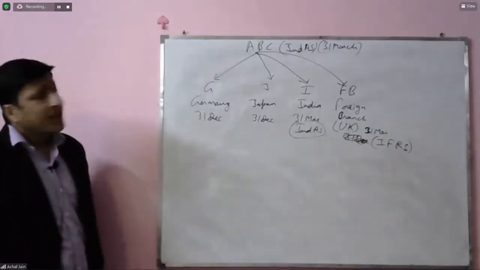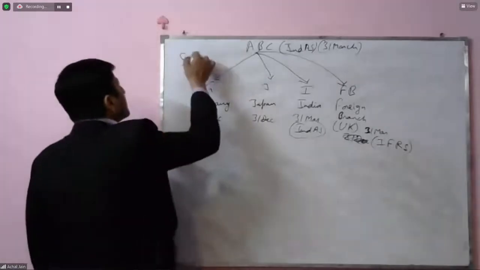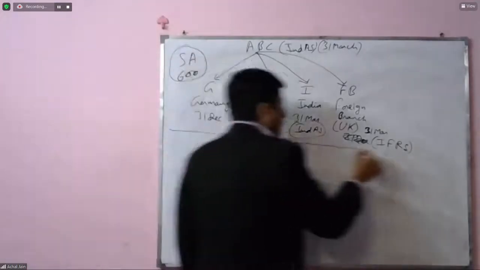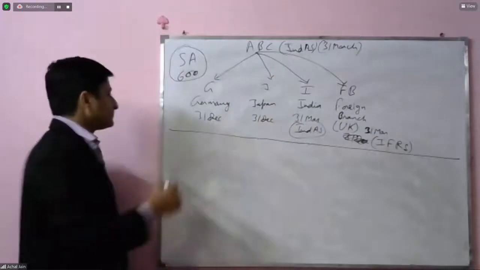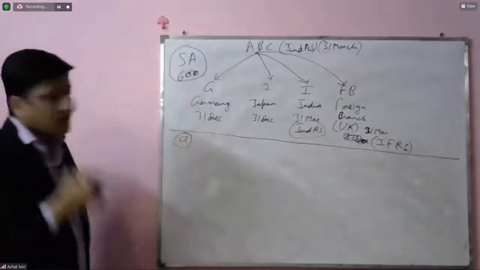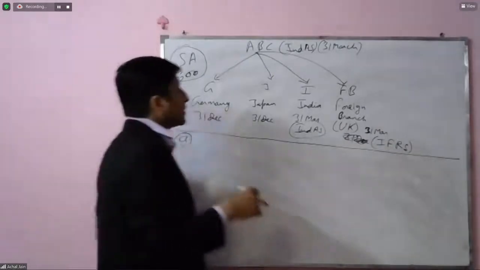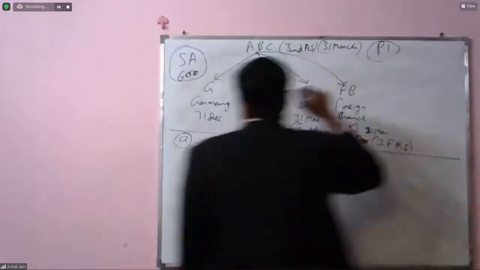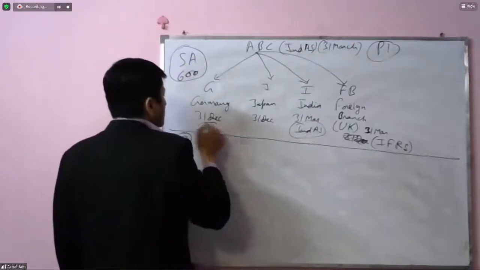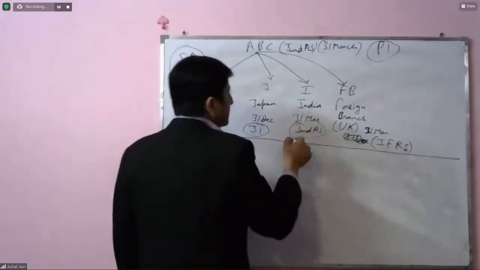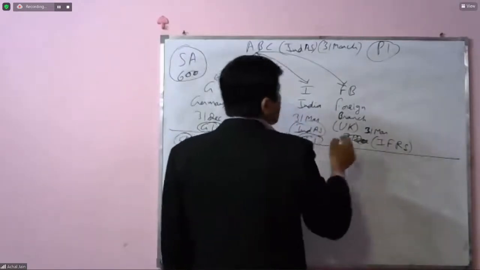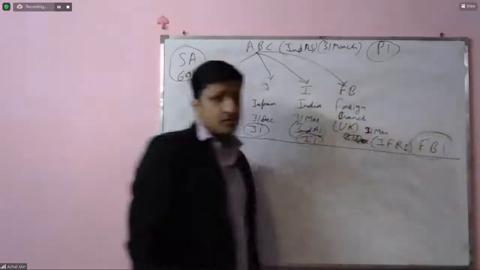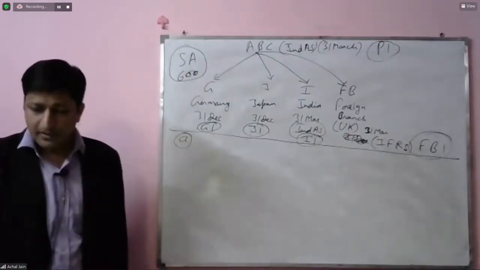Now, we are required to look at the requirements of SA 600 in this situation. We can look at some options now. Option number A. Sorry, before this, I'll just put down some information over here. Auditor of ABC is P1. Auditor of G is G1. It's J1. It's I1. And it's FB1. Okay, so these are the auditors of these entities respectively.